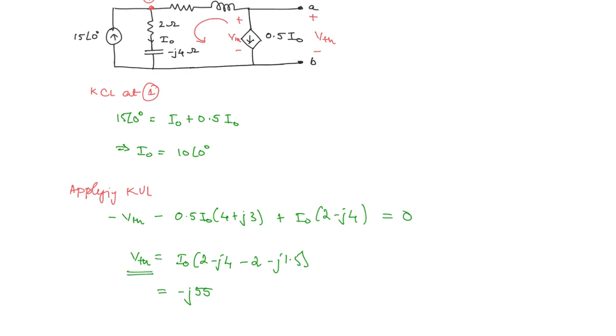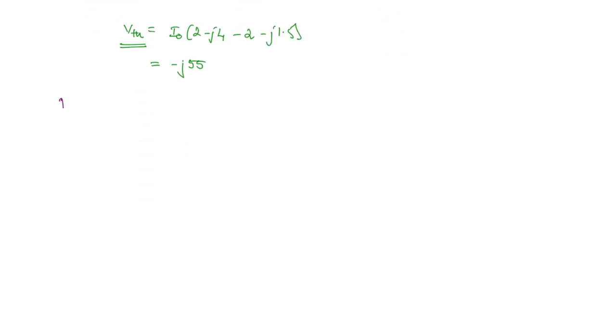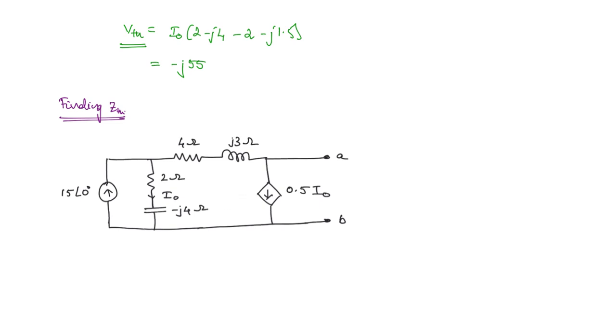The next step is to find the Thevenin's resistance, finding ZTH, because we are dealing with impedance here, not just resistance. So this is the circuit. What is the first step? We have to turn off the independent sources. So the independent current source should be open circuited. And what about the dependent source? It should be left as it is.